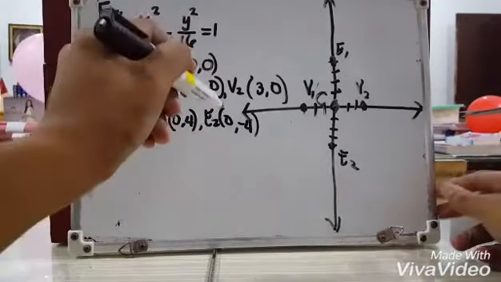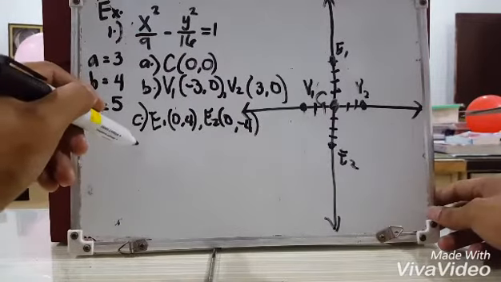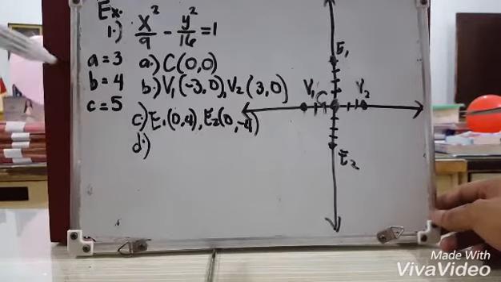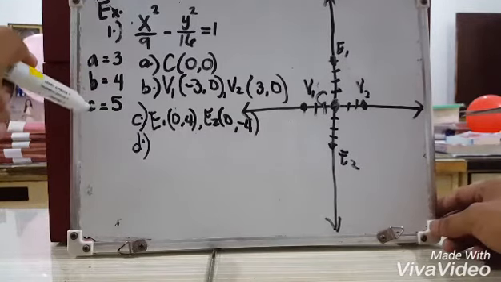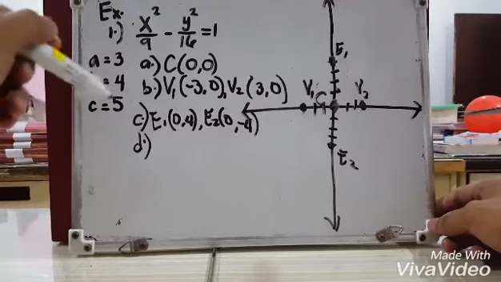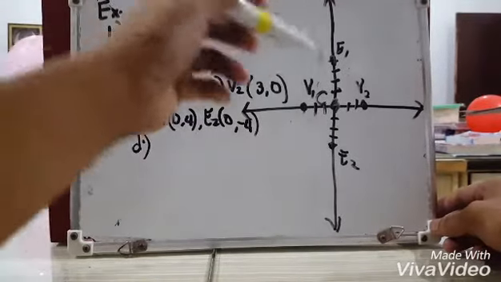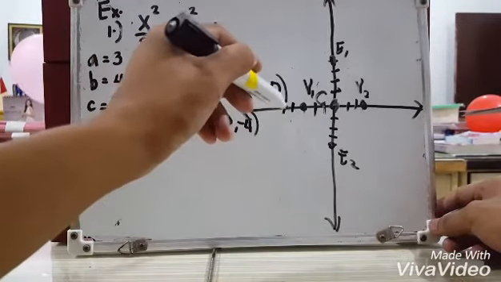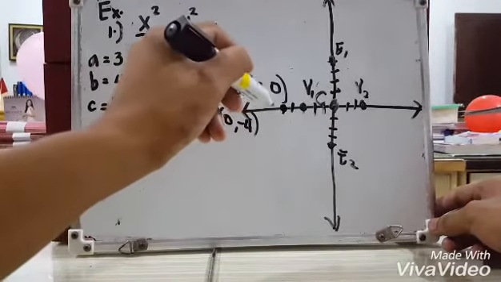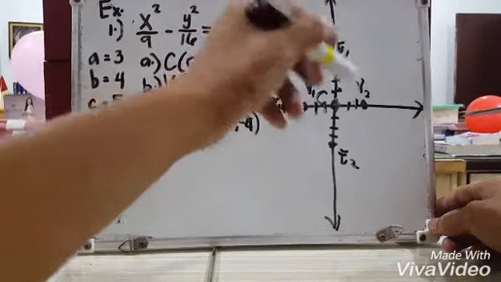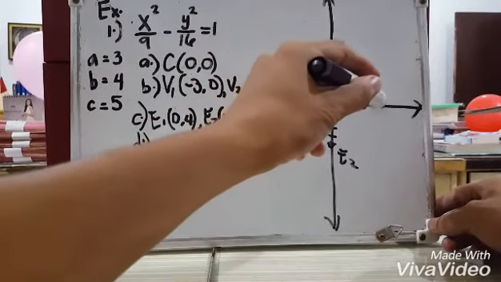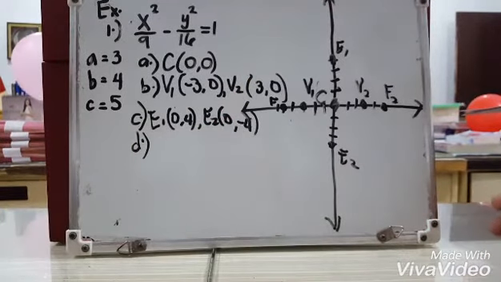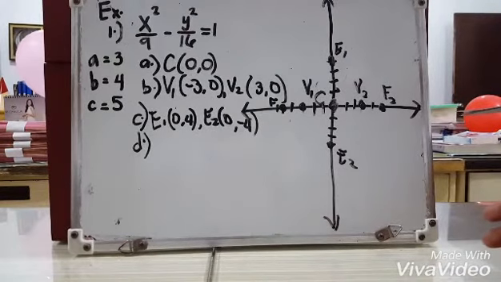That's it for that property, class. Next property, letter D. We need to use the variable c. Just like in ellipse, c here is the distance from the center to the focus. So I'll count 5 units left and right from the center: 1, 2, 3, 4, and 5. This is now your F1. And then 1, 2, 3, 4, 5. This is now your F2. Okay? Next.